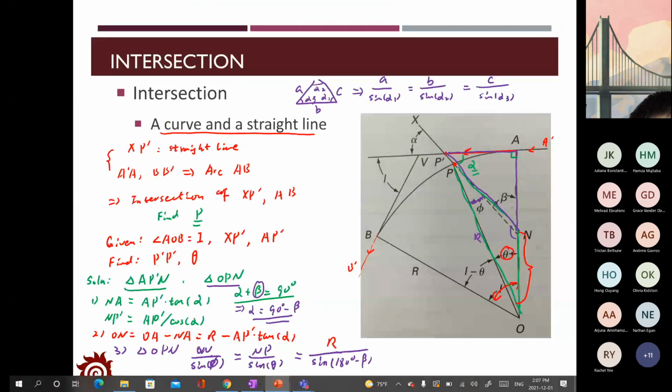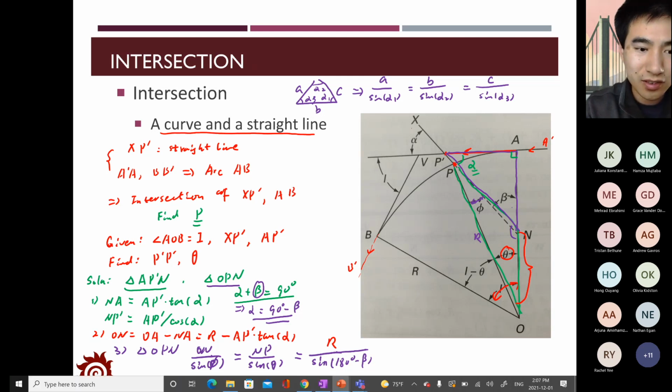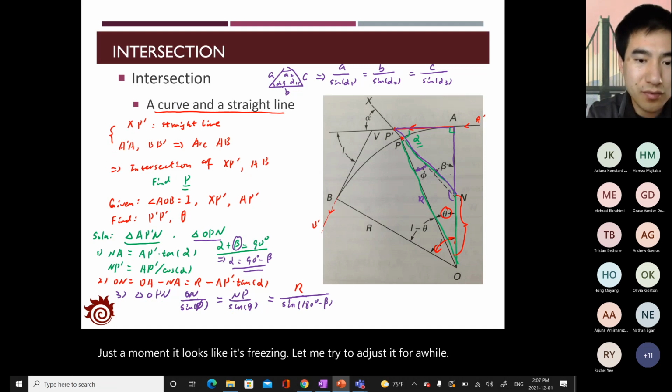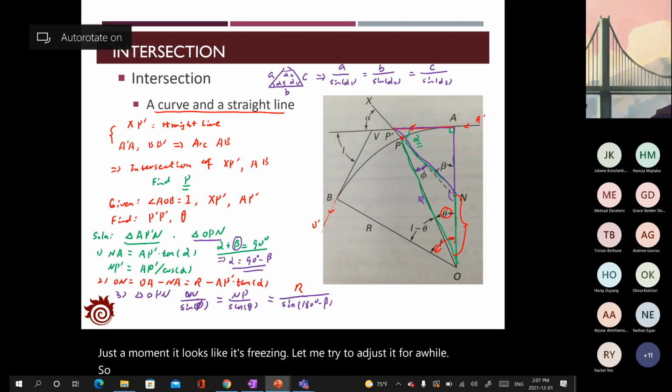Just a moment. It looks like it's freezing. Let me try to adjust it for a while. Okay, so it's working now.